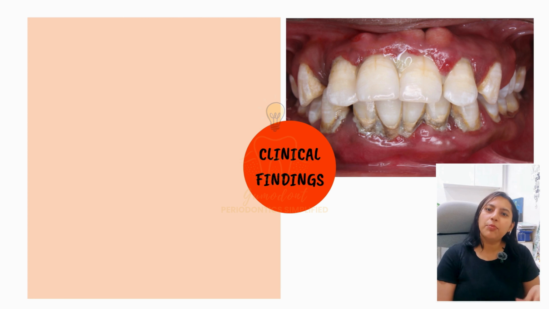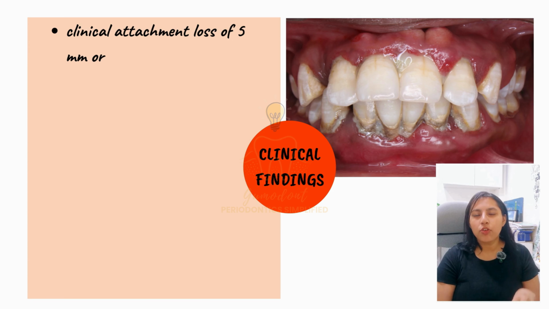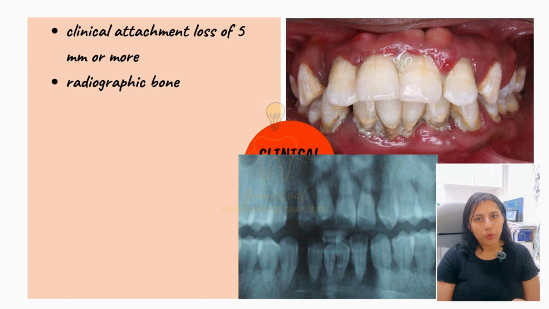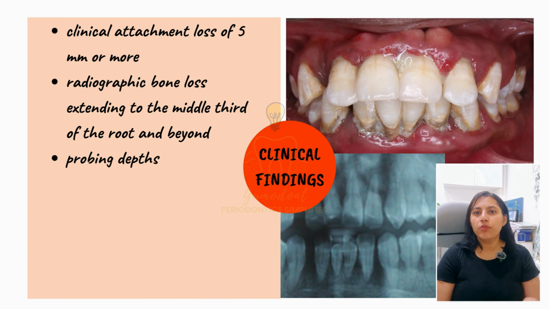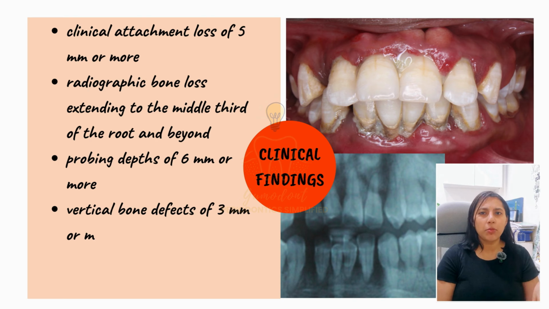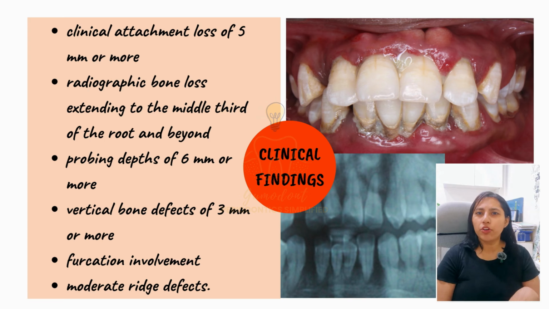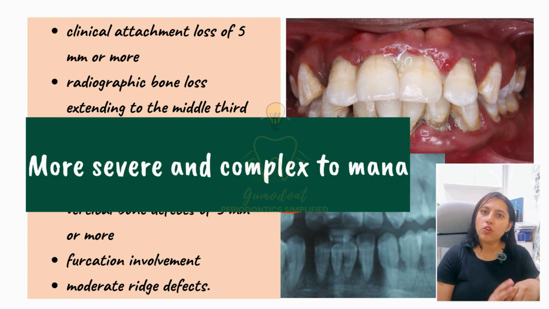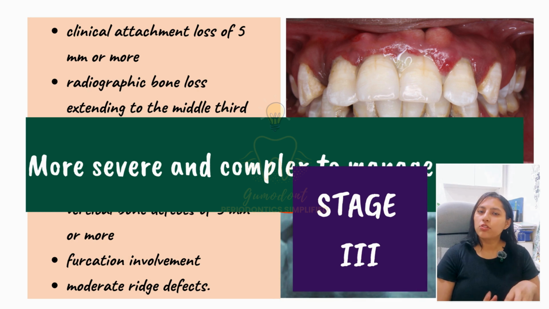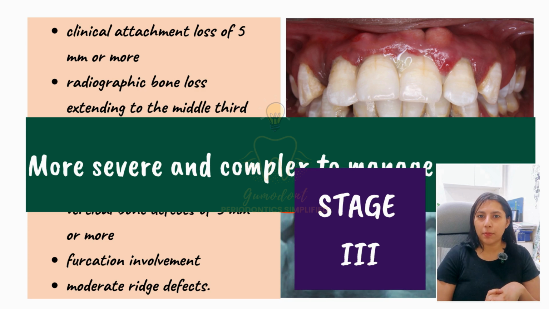Now imagine another patient with clinical attachment loss of 5 mm or more, radiographic bone loss extending to the middle third of the root or beyond and probing depths of 6 mm or more, vertical bone defects of 3 mm or more, or furcation involvement and moderate ridge defects. Now the disease is not only severe, it is also complex to manage. So this becomes stage 3.